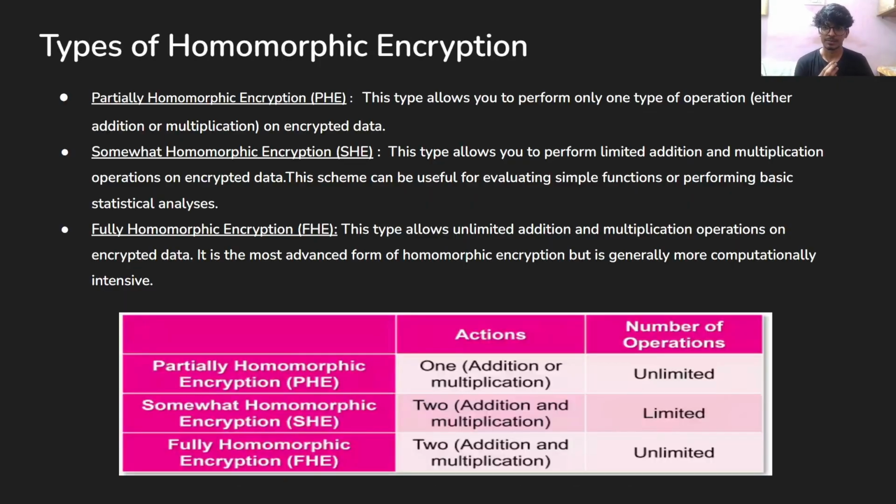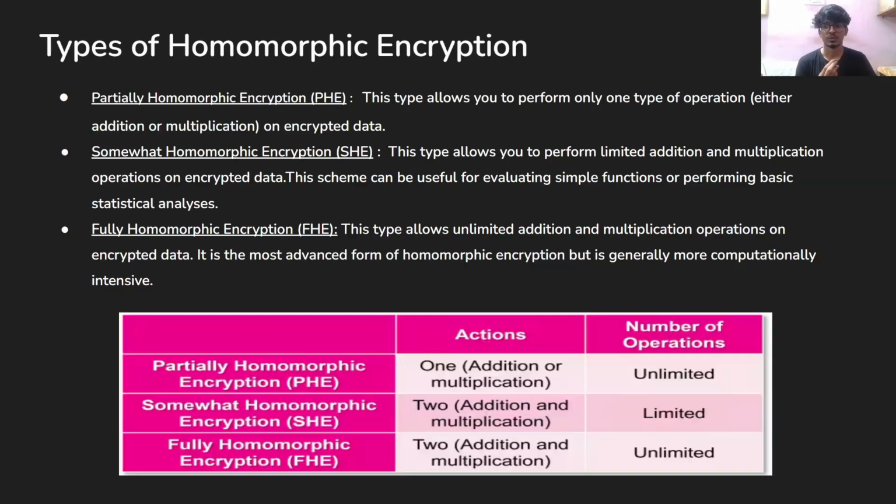Let's move on to types of homomorphic encryption. There are three types of homomorphic encryption. First is partially homomorphic encryption. So what is partially homomorphic encryption? It's a type of homomorphic encryption which allows us to perform either addition or multiplication on a plain text. Either addition or multiplication can be performed, but not both at the same time. This is called partially homomorphic encryption.